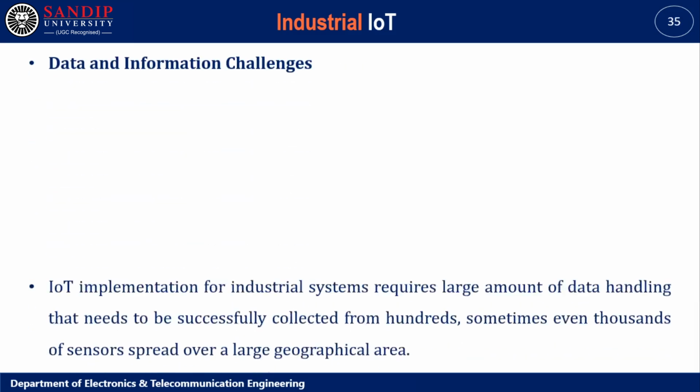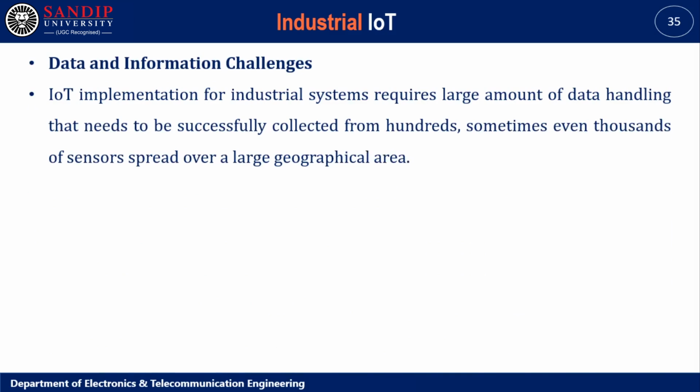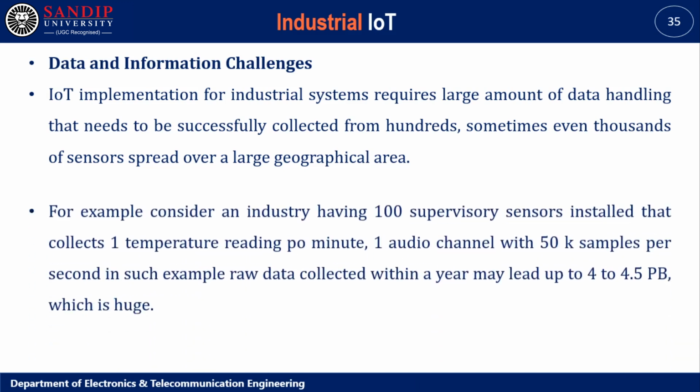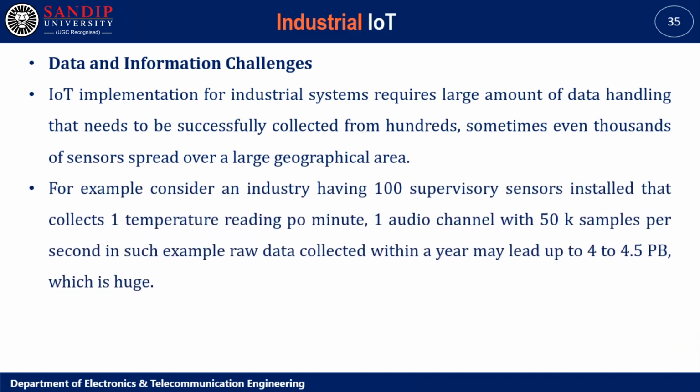Data and information challenges. IoT implementation for industrial systems requires large amounts of data handling that needs to be successfully collected from hundreds, sometimes even thousands of sensors spread over a large geographical area. For example, consider an industry having 100 supervisory sensors installed that collect one temperature reading per minute, and one audio channel with 50K samples per second. In such an example, raw data collected within a year may lead up to 4 to 4.5 PB, which is huge.